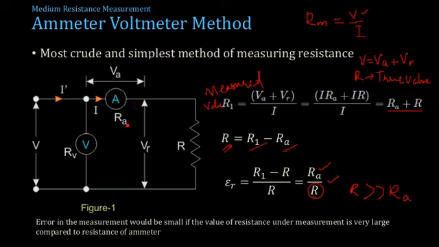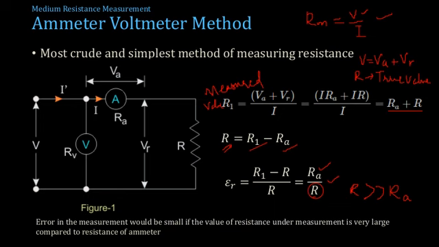You cannot change the resistance of the ammeter. What you can do is, if you have a value of R much higher than RA, you can use this circuit so that your error will be minimized, and you can directly use this circuit to measure the unknown resistance using the simple equation V by I.